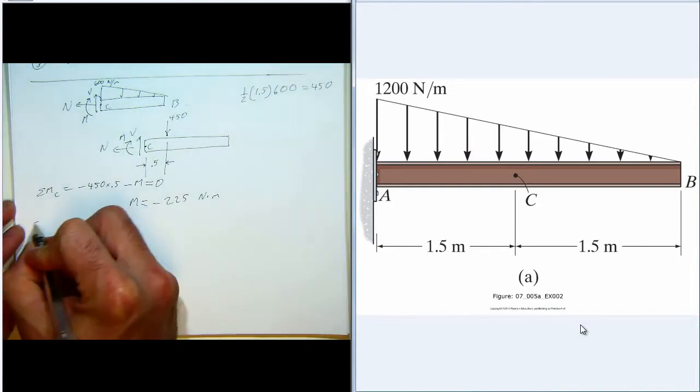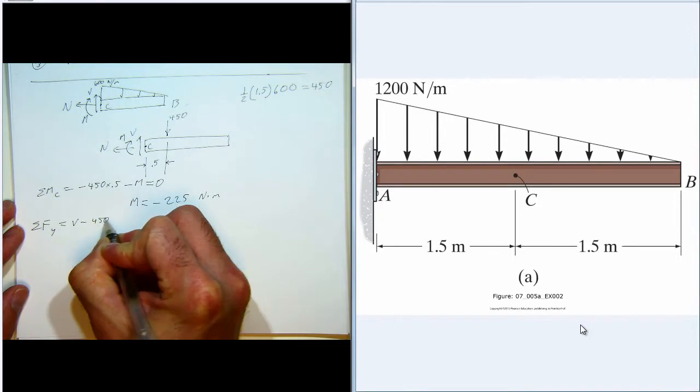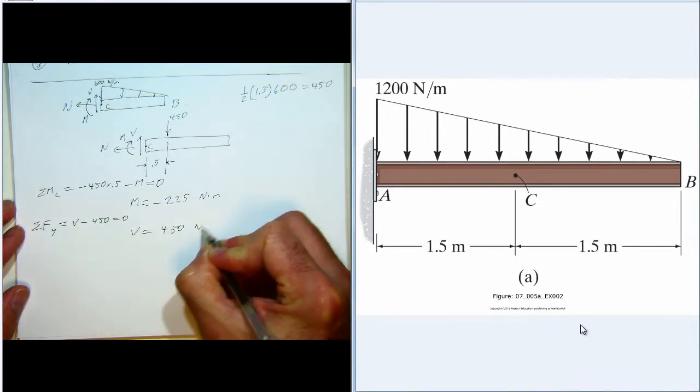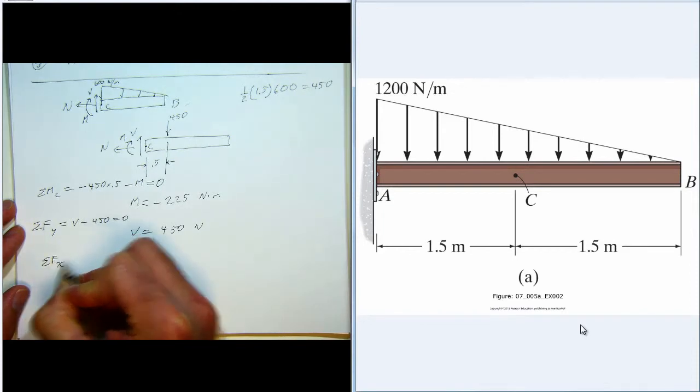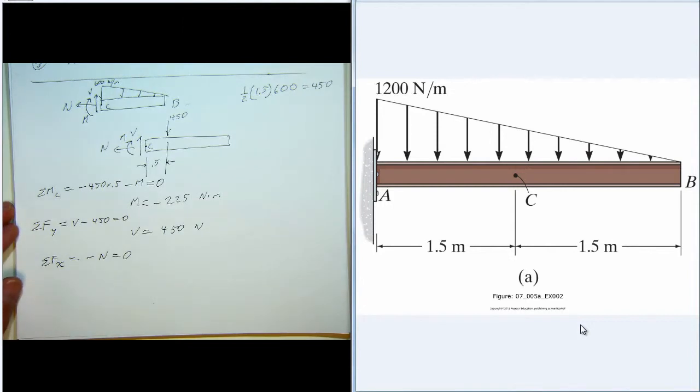Okay. Forces in the y direction, we have V and then negative 450, and those add up to 0, so V is 450 newtons. And forces in the x direction, the only one is the normal force, so N is 0.